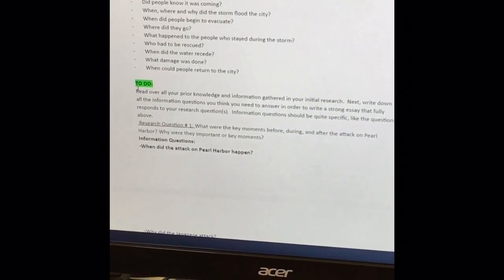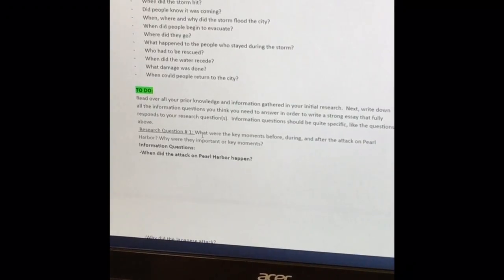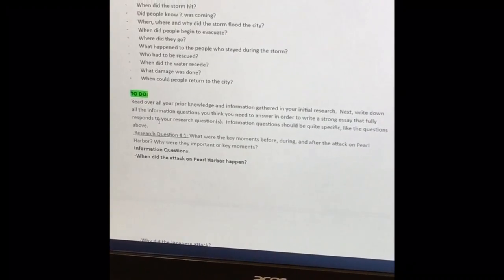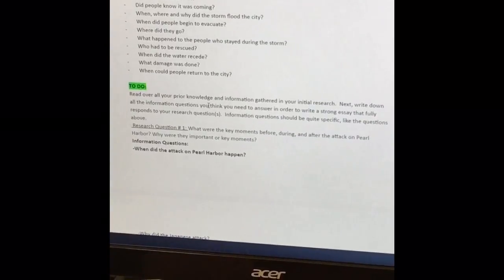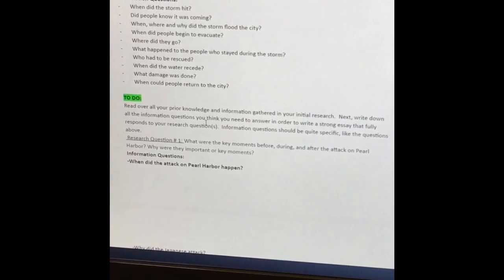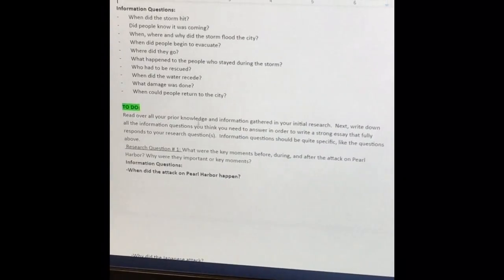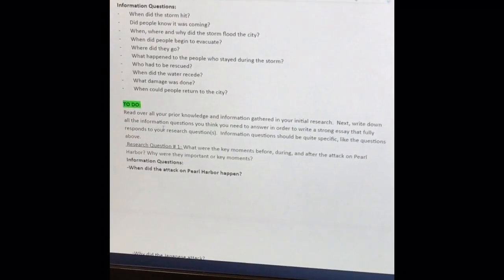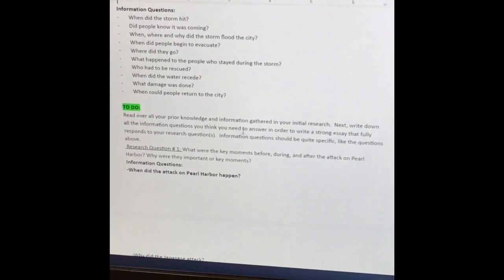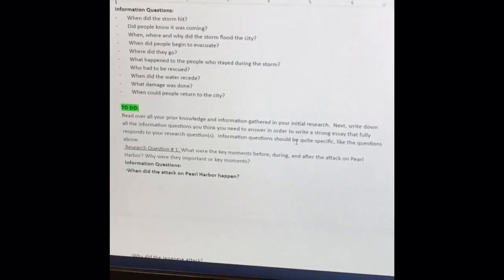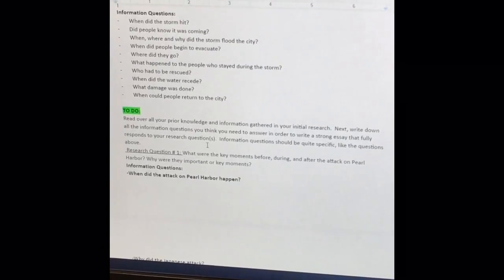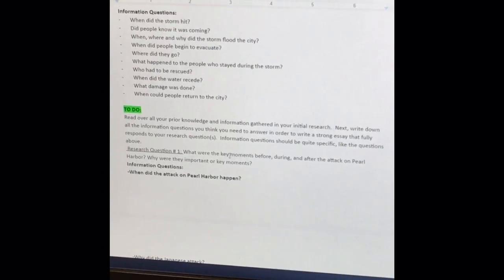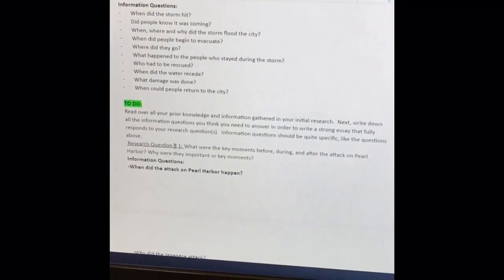So what you have to do, this is your second part of the assignment. It says read over all your prior knowledge. That was that homework that you had to do at the bottom of your brainstorming assignment. Next, write down all the information questions you think you need to answer in order to write a strong essay that fully responds to your research questions. Information questions should be quite specific, like the questions above.